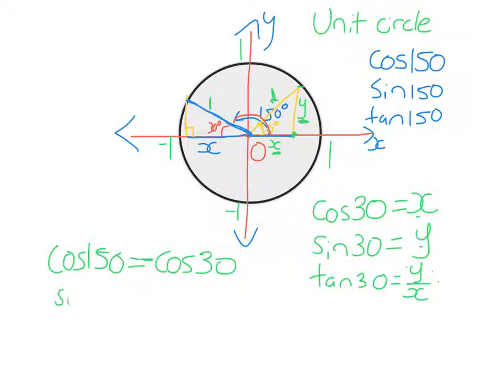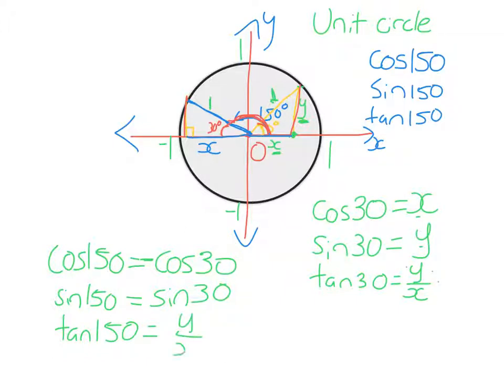So sine of 150, so sine of this angle here is the y value. So the y value here and here, if the angles are the same, the two y values would be the same. Sorry about my poor drawing, but they would be the same. So sine 150 would be exactly the same as sine 30. And tan of 150, well, that is the y value over the x value. Now, the y value is still positive in this quadrant. All the y values are positive, but the x value is negative. So it will be negative tan 30.